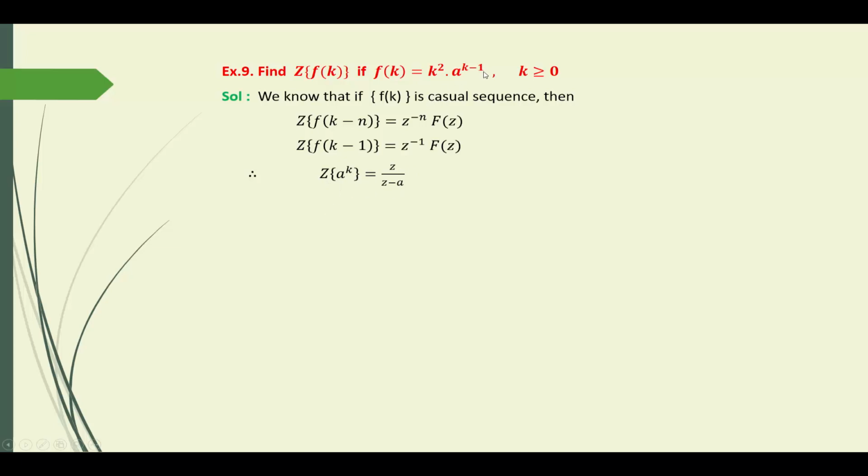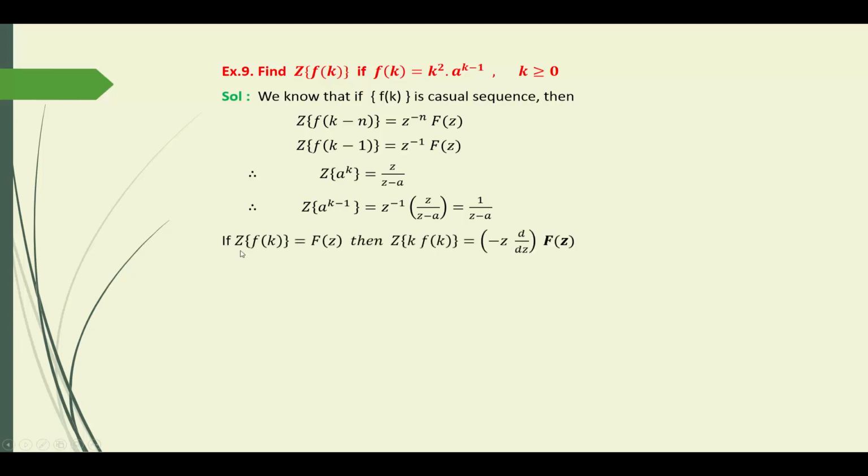Therefore z transform of a raised to k minus 1. We know z transform of a raised to k is z upon z minus a. So z transform of f of k minus 1 is z raised to minus 1 into Fz, and here Fz is z upon z minus a. By using this formula, instead of a raised to k, here it is a raised to k minus 1, its z transform is z raised to minus 1 into Fz. This is z raised to minus 1 into z, z raised to 0 is 1, so 1 upon z minus a. Z transform of a raised to k minus 1 is 1 upon z minus a.